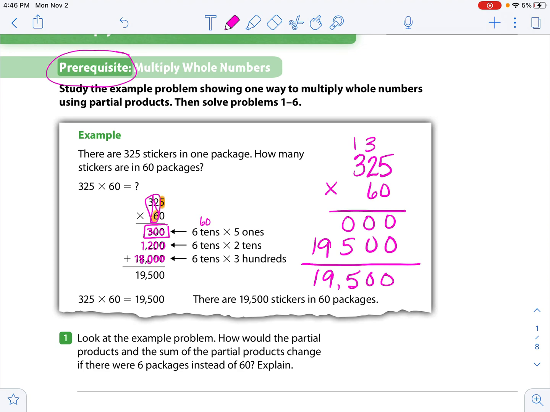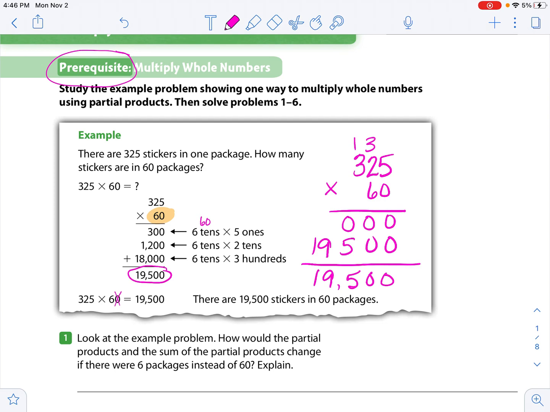Now it says, look at the example problem. How would the partial products, so the partial products were these guys right here, how would those partial products and the sum of the partial products change if there were only 6 packages instead of 60? So if this number wasn't 6 tens and it was 6 ones, what would happen to the place value? Boys and girls, we would be taking a whole place off, am I right? Instead of 6 tens, these would be 6 ones.